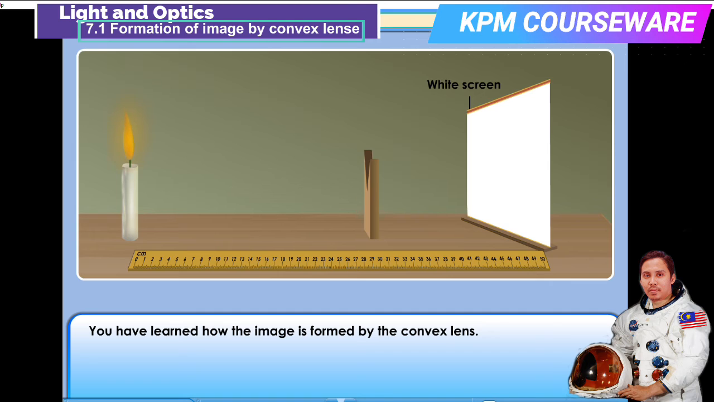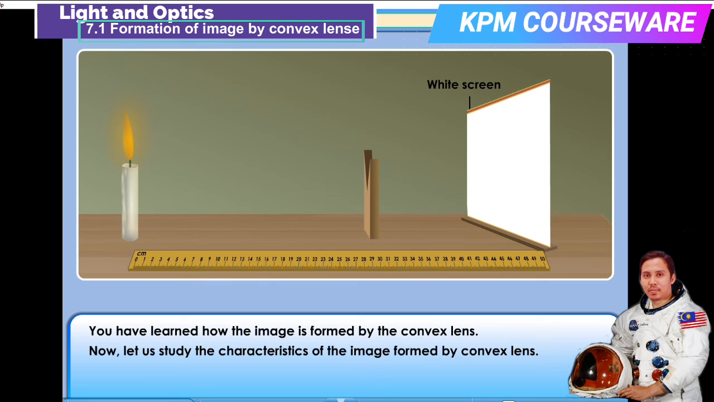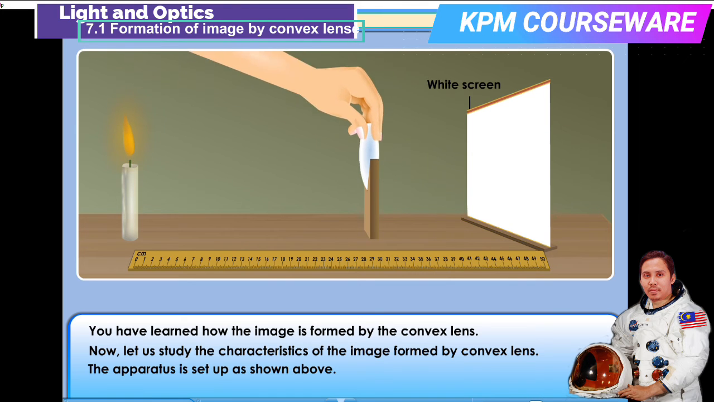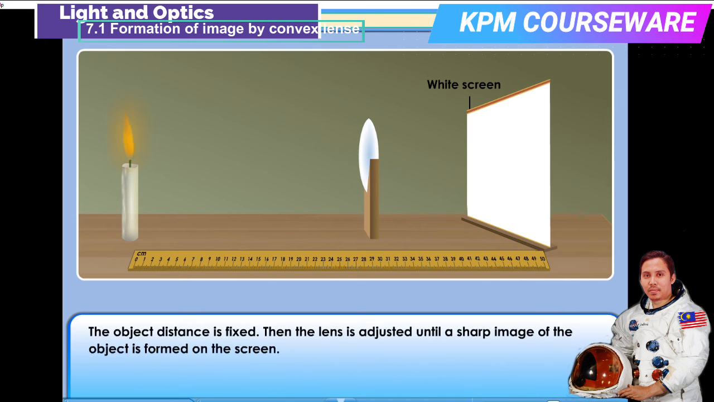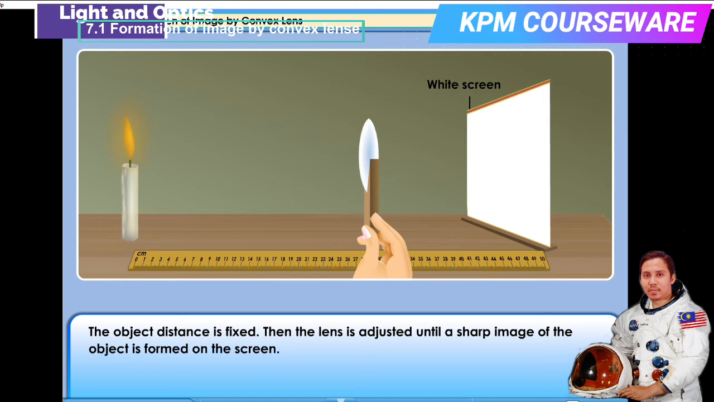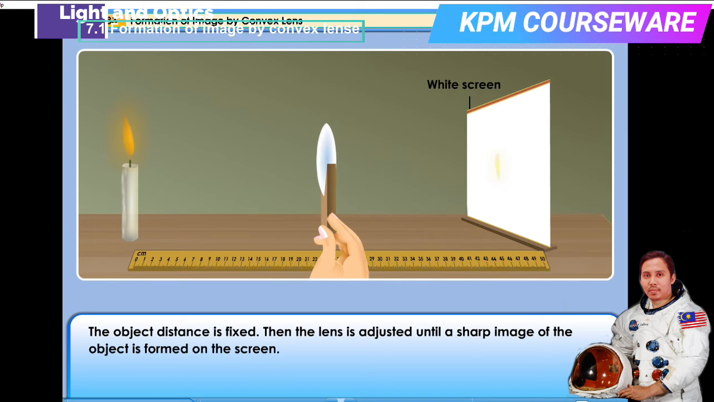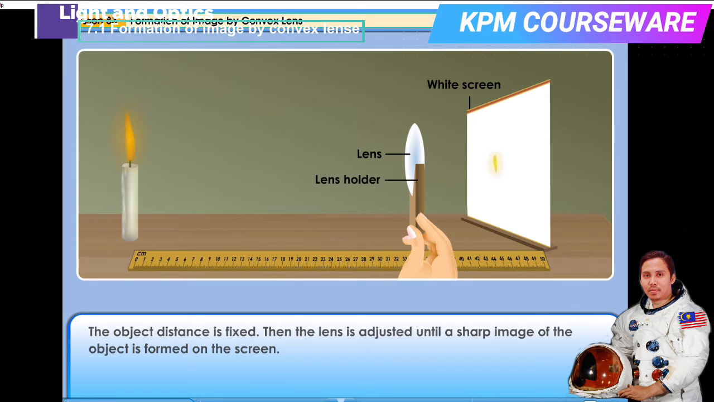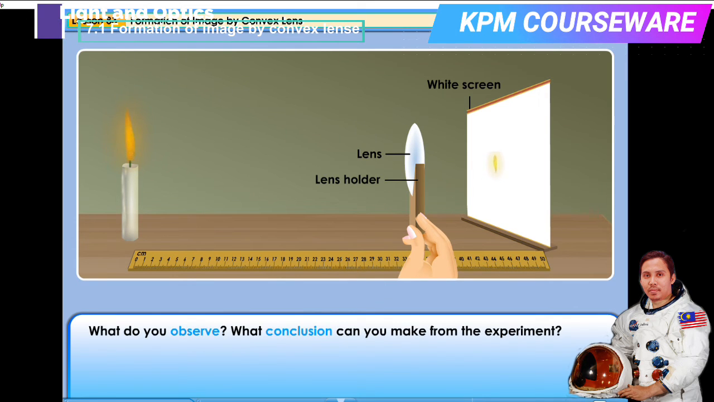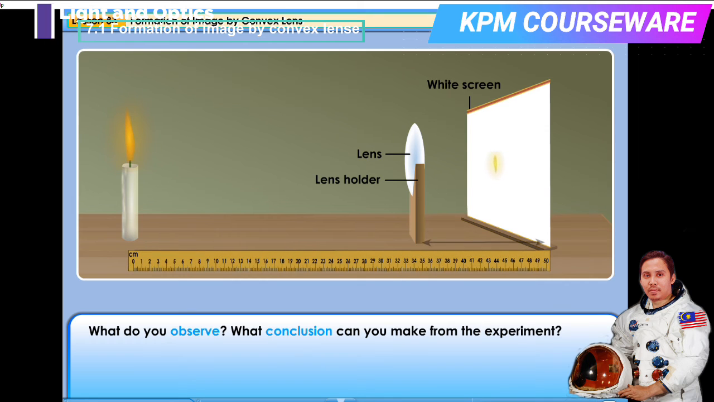You have learned how the image is formed by the convex lens. Now let us study the characteristics of the image formed by a convex lens. The apparatus is set up as shown above. The object distance is fixed. Then the lens is adjusted until a sharp image of the object is formed on the screen. What do you observe? What conclusion can you make from the experiment?